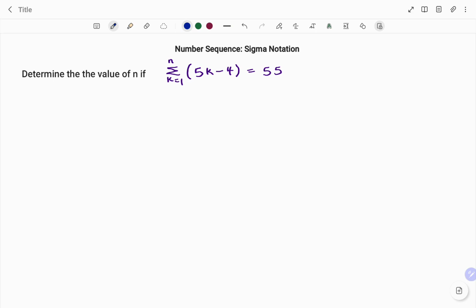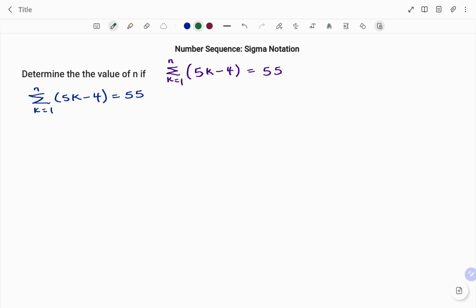To find n, that's the upper limit, the first step will be to determine what kind of number sequence we have, if it's an arithmetic progression or geometric or quadratic. To do that, we need to find the first few terms.